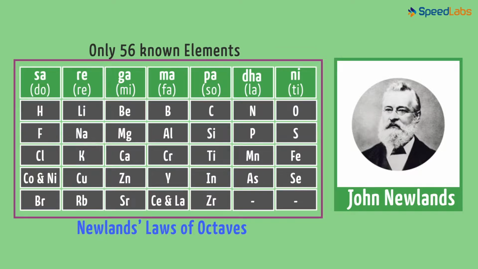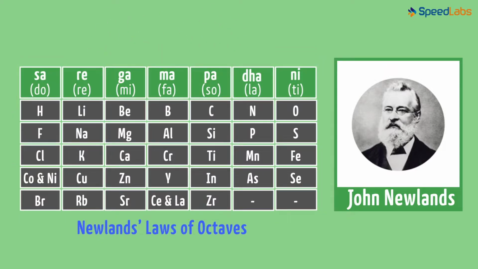Another notable drawback in this system was that cobalt and nickel were placed in the same position. And this position was in the group of halogens like fluorine, chlorine and bromine. But these halogens have completely different properties as compared to cobalt and nickel. With all these limitations, Newland's octaves also had to be ruled out.